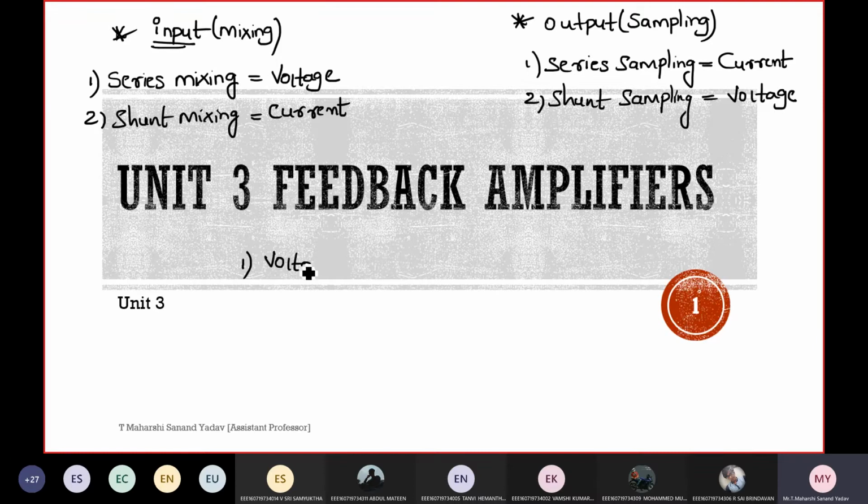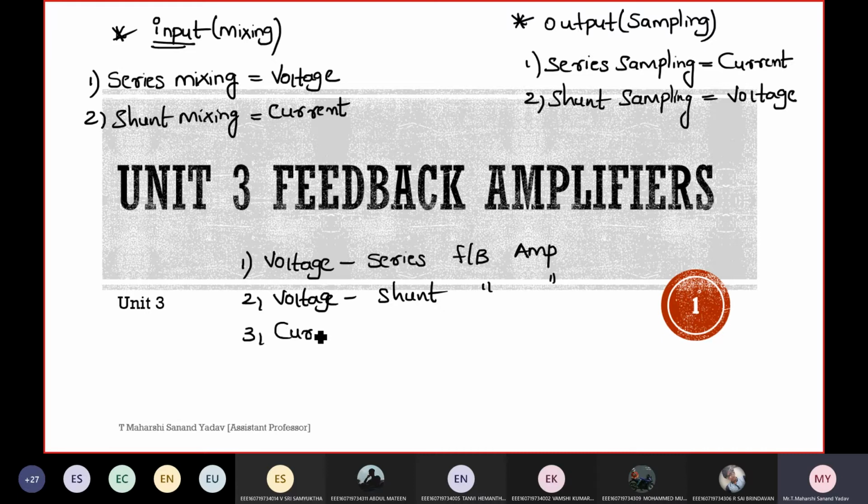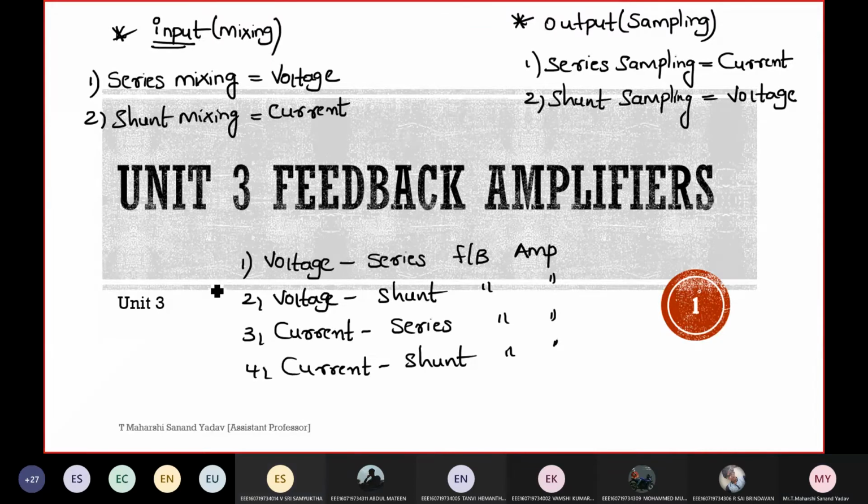One is voltage series feedback amplifier. Next one is voltage shunt feedback amplifier. Next is current series feedback amplifier, and the fourth one is current shunt, current feedback amplifier.